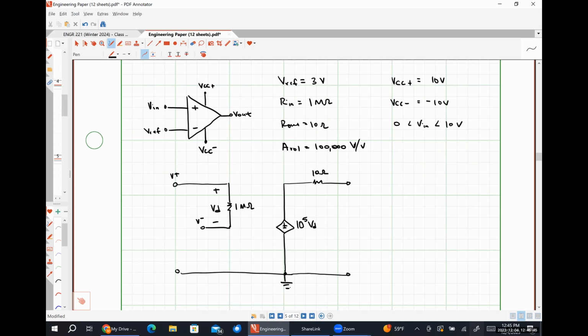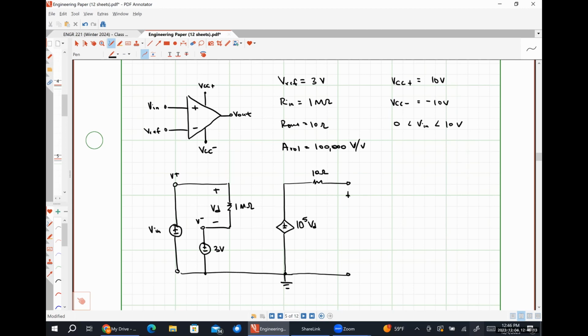Here is my reference. All right, so this is my practical op-amp model. Now I'm going to connect all the other things, right? So my input voltage is between the non-inverting input and ground. So I'm just going to put a generic voltage source here and call it Vin. My reference voltage of 3 volts is connected between the inverting input terminal and ground. So that's going to look like a 3-volt source right here.